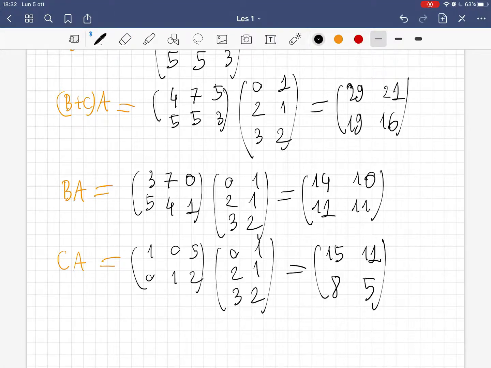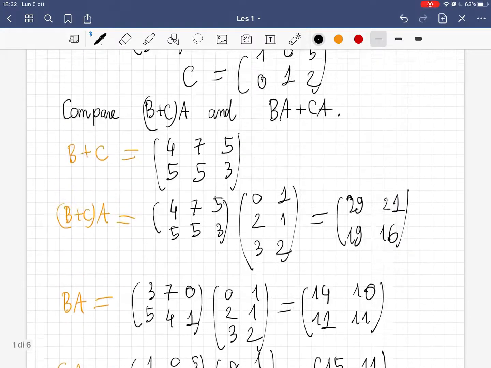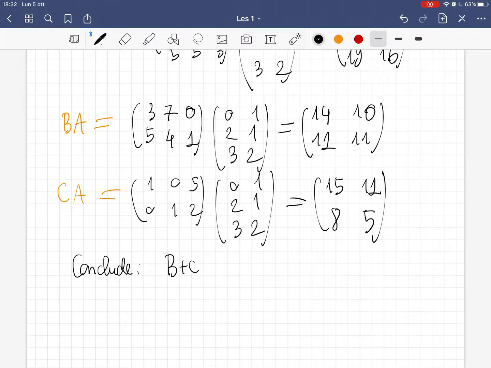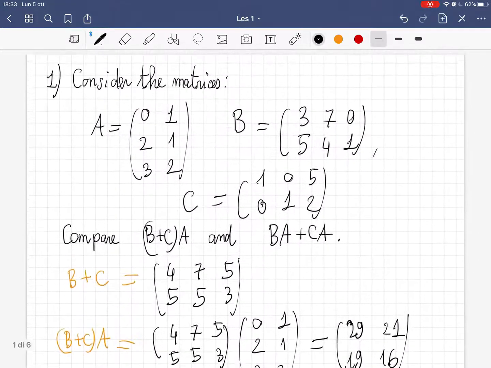Sorry. Now you see that we conclude that indeed (B plus C) times A is equal to BA plus CA. And this holds in general. Let me write this in nice color. This holds in general, and you can check it. I think it's easier to check it with letters than with real numbers. But perhaps we can see it another time in general, with examples with some letters around. Okay, and that was the first one.